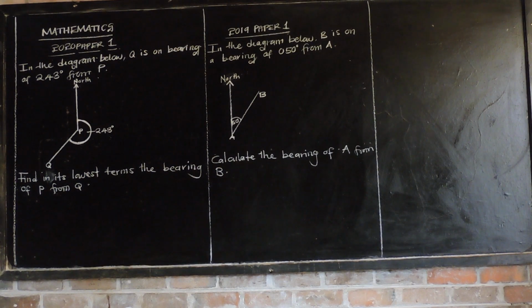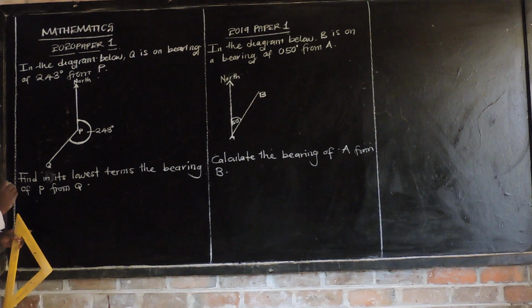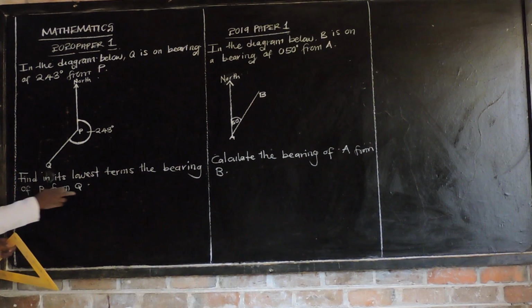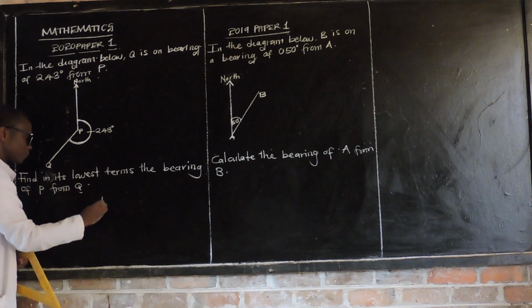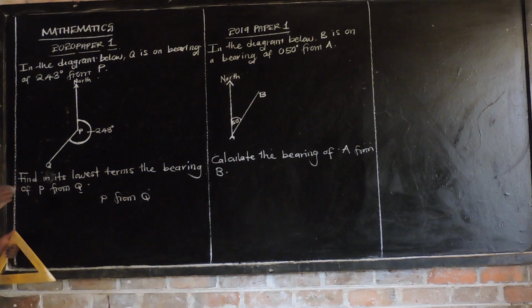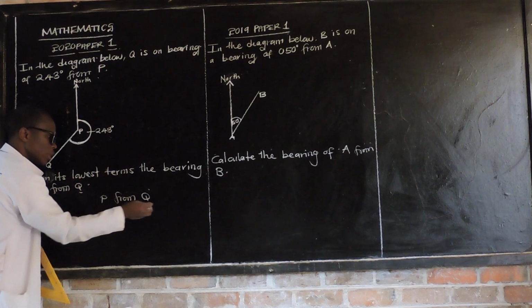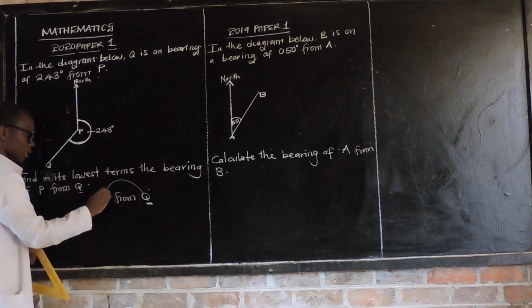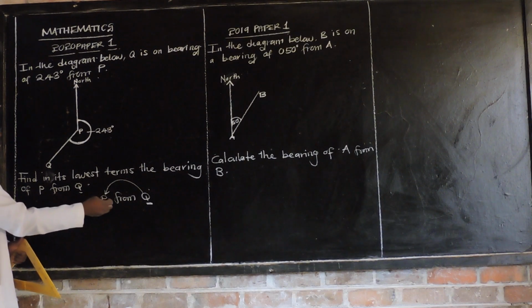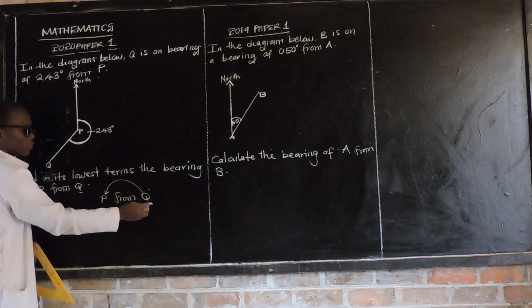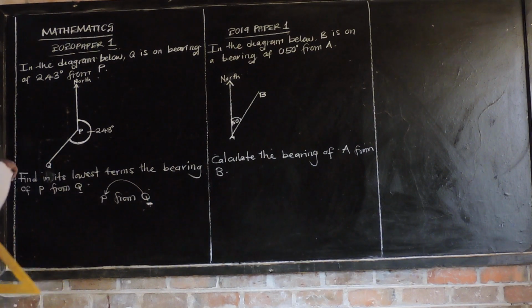On bearings, the first thing you need to do is identify the point you are starting from, where your movement or turning starts. When they say P from Q, it means we are starting from the north of Q, going to P. The word after "from" is the point we start from, at the north of that point.